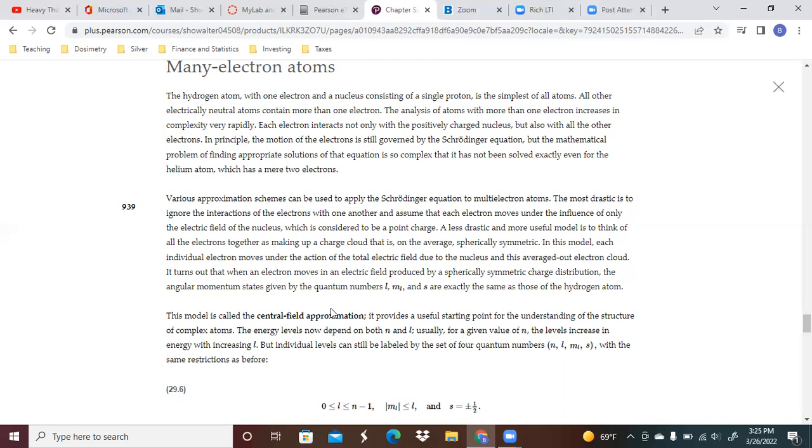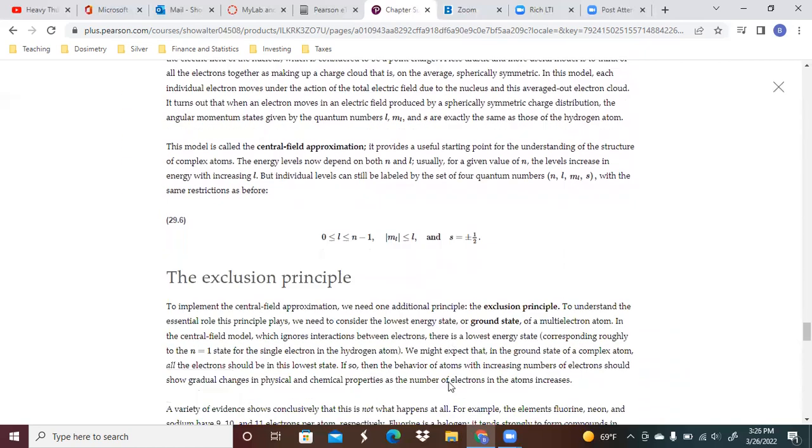It turns out that when an electron moves in an electric field produced by a spherically symmetric charge distribution, the angular momentum states given by the quantum numbers are exactly the same as those of the hydrogen atom. So this model is called the central field approximation. It proves useful as a starting point for the understanding of the structure of complex atoms. The energy levels now depend on both n and l. For a given value of n, the levels increase in energy with increasing l, but individual levels can still be labeled by the set of 4 quantum numbers with the restrictions as before.